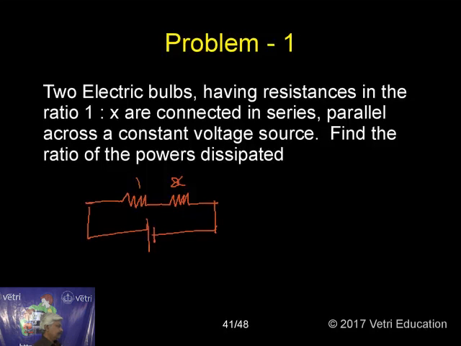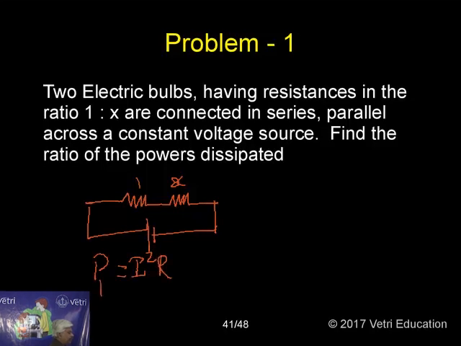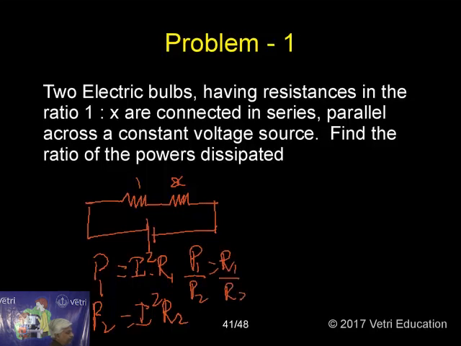Very simple, we know. How? When the resistors are connected in series, the current will be the same. Therefore, using the power formula I squared R, for the first one, P1 is equal to I squared R1. What about P2? Simply I squared R2. Therefore, the power ratio P1 by P2 is equal to R1 by R2. In this case, 1 by X is the answer.